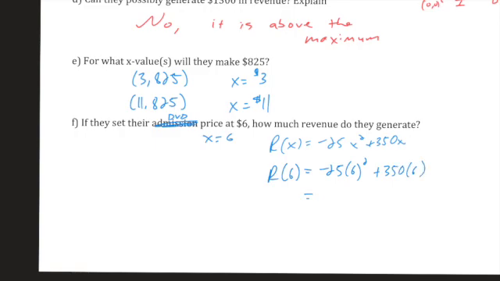Using your calculator, negative 25 times 36 plus 350 times 6. We get 350 times 6, 2,100. And then 25 times 36 is negative 900, plus 2,100. That gives me $1,200. So they earn $1,200 if they set the DVD price at 6. Hopefully that was a good chance to see some different calculator skills in preparation for Monday. Take care.